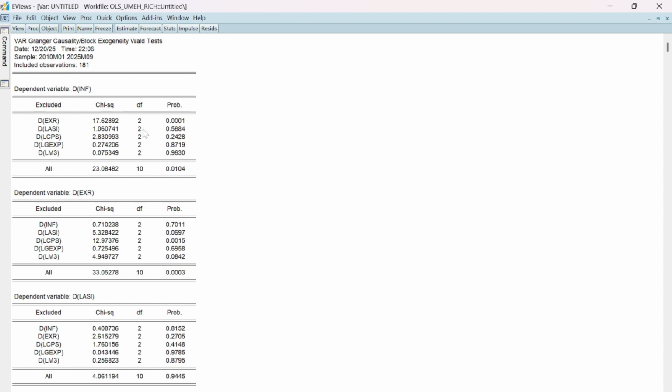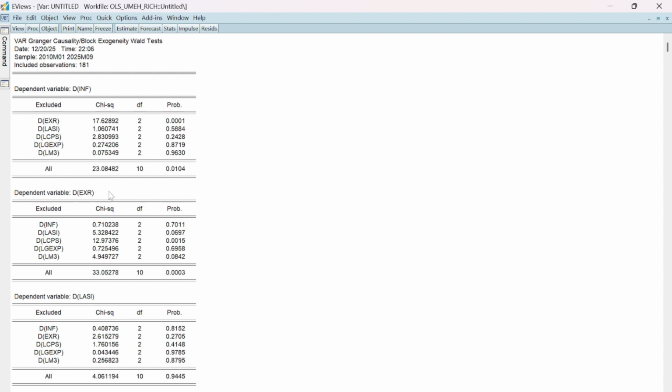So for all the variables in the equation together, we found that they have a probability of 0.0104. Using this, you see that for all the variables in the model, you are going to reject the null hypothesis. Since exchange rate affects it, the model is telling us that if you put these variables together, they actually Granger cause inflation. So that is the interpretation for this.